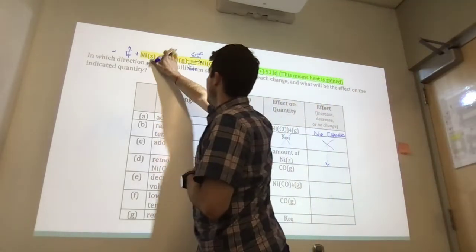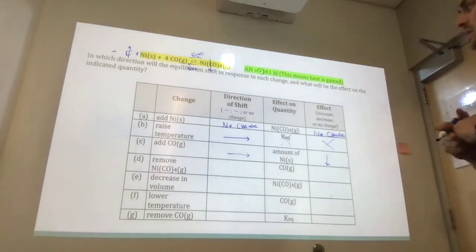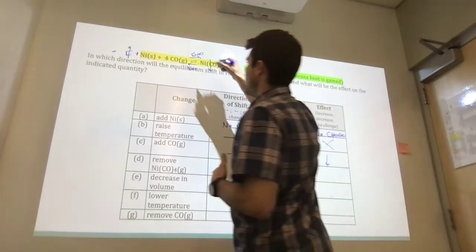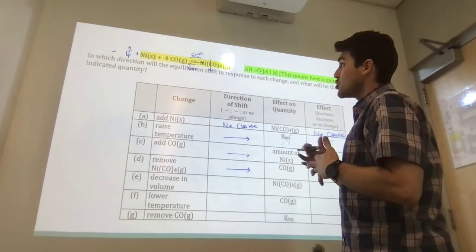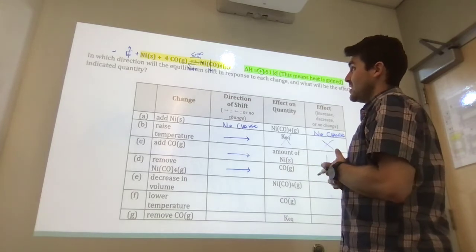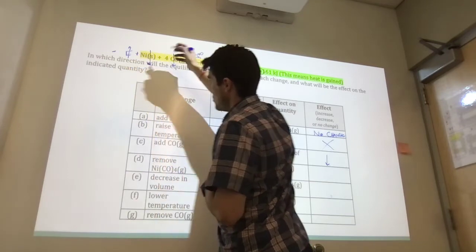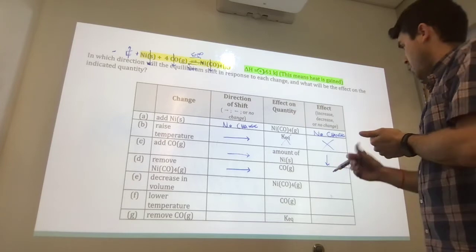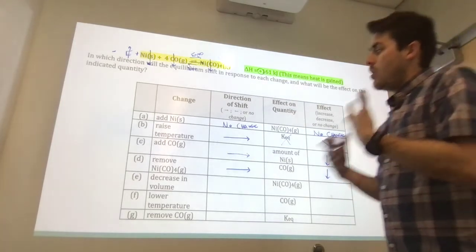Part D says, what if I remove nickel tetracarbonyl, whatever this thing is? If I take it away, the system goes, oh yeah, take away this stuff, I'll make more to return to equilibrium. So I'm going to shift right to make up for that. In order to create more nickel tetracarbonyl, I need to use these. These two things need to react with each other, consume each other to make more product. So what happens to carbon monoxide? Well, that decreases.